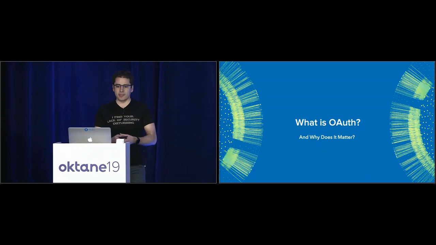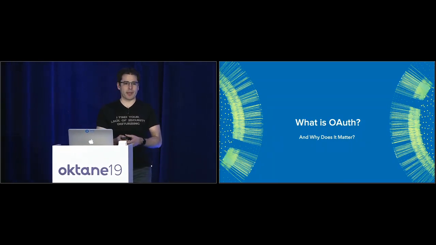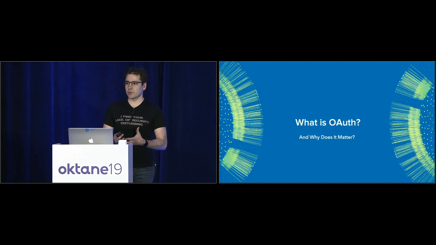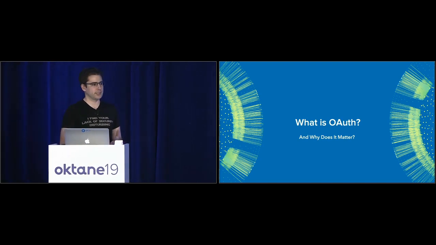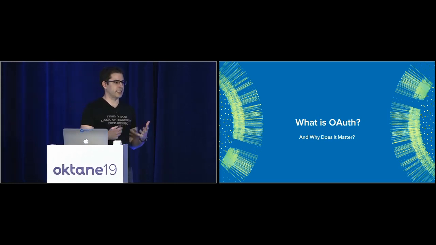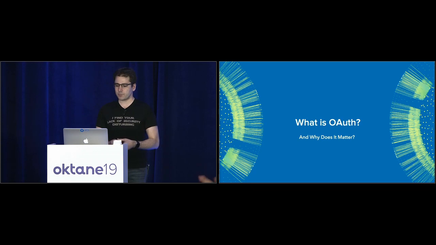So, I want to start out with a little bit of background about what OAuth is, why we have this at all, and what problems it's solving, and that'll help us frame this conversation about when OAuth does go wrong, we can kind of understand some of the context about it.